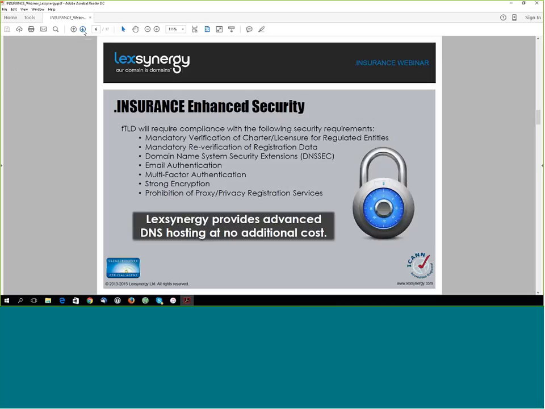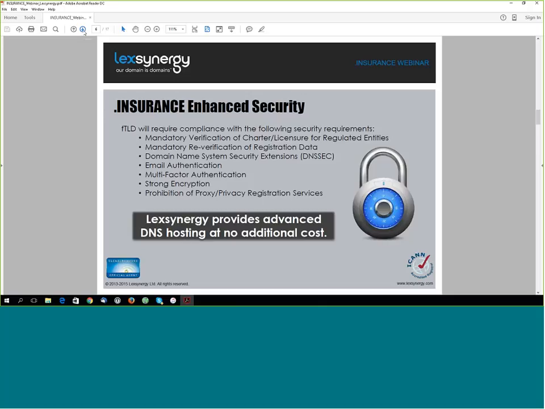But we do have mandatory verification when the domain name is first registered, and it's that entity, Symantec, that does that on our behalf. They will verify that the entity applying for the domain name is a legal entity, and if it's a regulated entity, that it's in good standing with its regulatory authority. They will also verify that the person applying for the domain name is a full-time employee of the insurance company or agency, depending on what it is. And they will also verify that the person registering the domain name is authorized by their employer to do that.